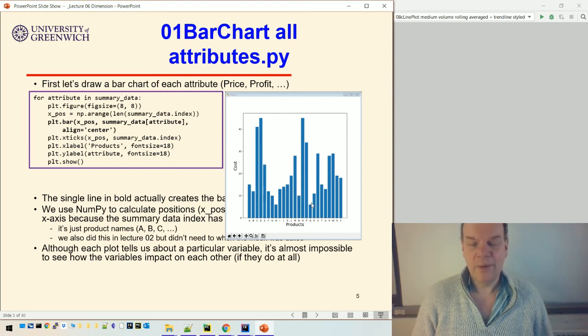Although from each particular variable we can see which are the maximum and which are the minimum quite easily from these plots, it's almost impossible to see how one variable impacts on another, or if they do at all. We don't know that yet. So that's what we're going to be exploring in this lecture. How does one thing impact on another? Are there relationships there that we could use to help the company understand their data?